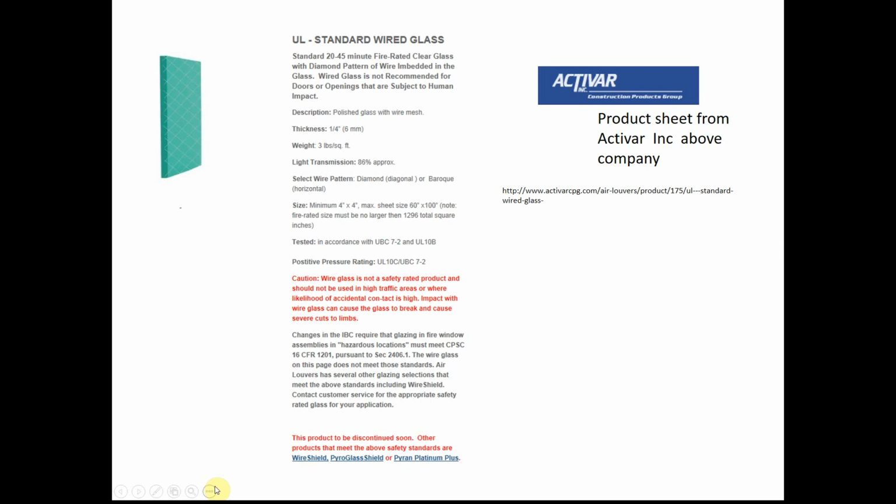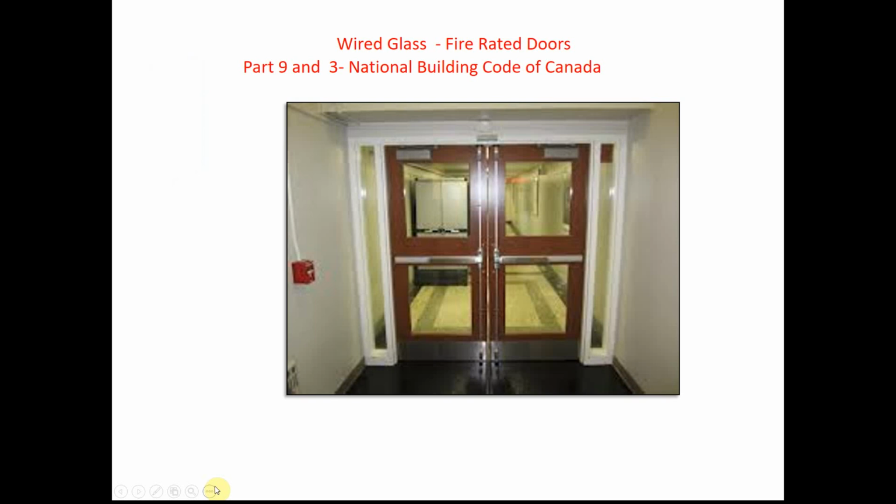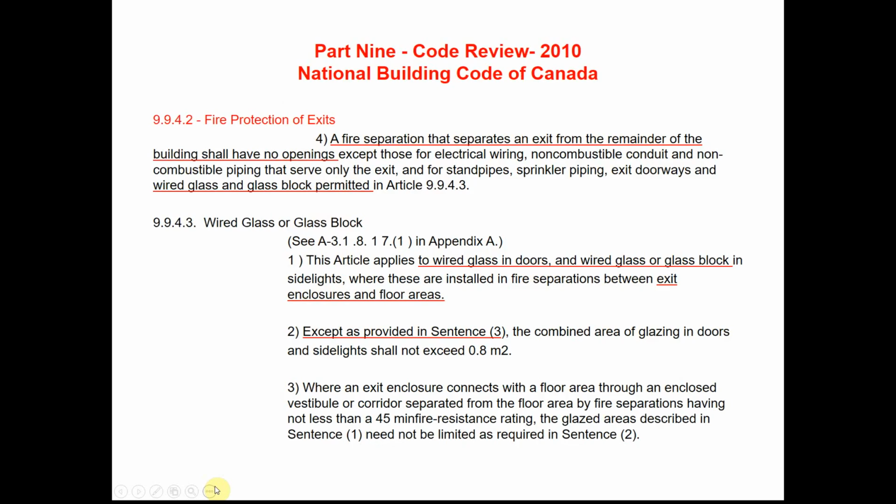Okay, so now let's go down to wired safety glass, part 9 and part 3 in a building. Section 9.4.4.2, a fire separation that separates an exit from the remainder of the building shall have no openings except for. Okay, so as you building inspectors know, a fire separation of an exit from the remainder shall have no openings, right? Except for those electrical. And that's the fire protection of exits, and wired glass and block is permitted within there.